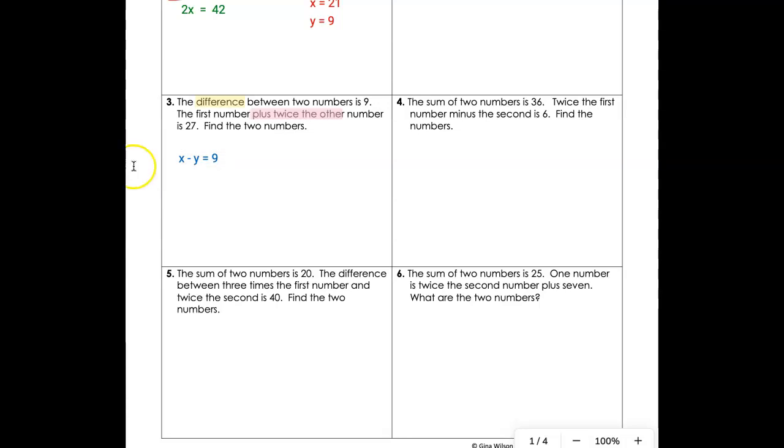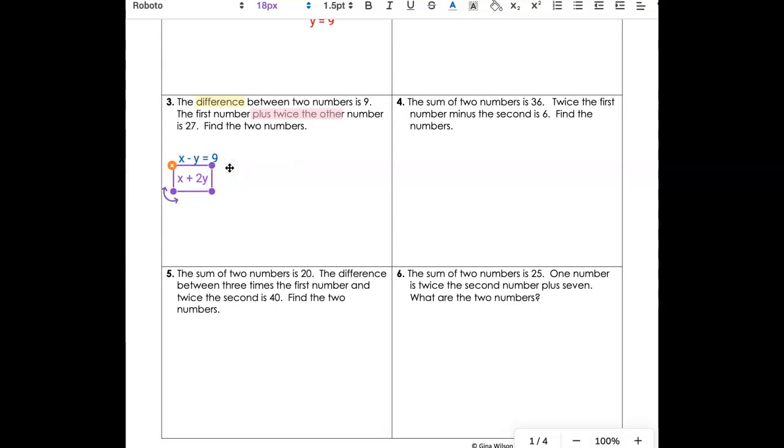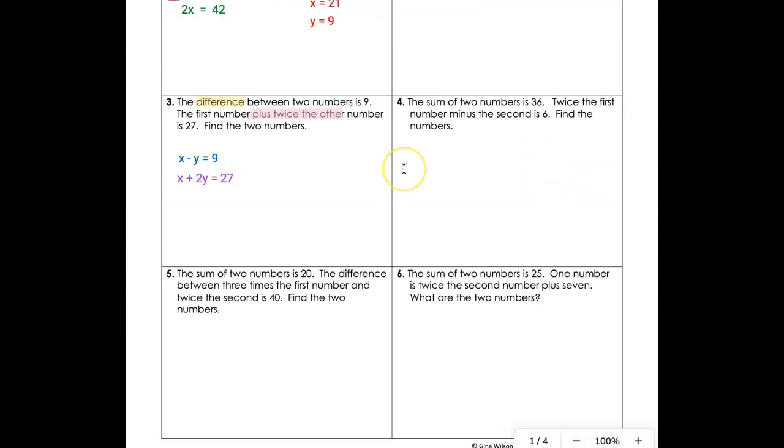Instead of just doing x plus y like we did in number 1, they're telling me it's the first number plus twice the second number, so plus 2y equals 27. And then again, we can solve it using whatever method we want. I could use elimination. So if I notice my x's are the same, but the variables won't cancel yet, I just switch one of the signs, so make that negative, positive, negative. And then solve it just like we solved number 1.